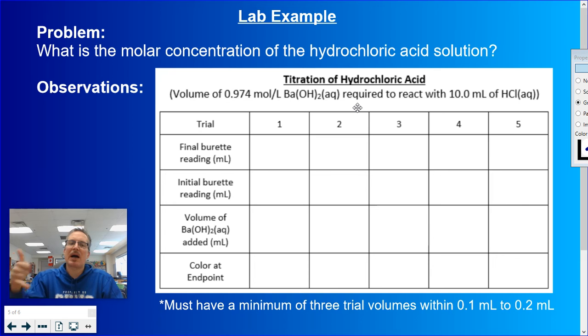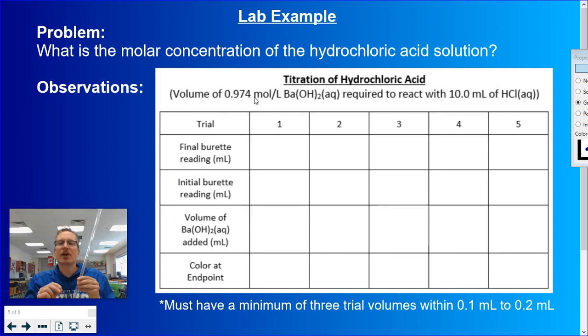We know we're going to pipette 10 milliliters of HCl into our Erlenmeyer flask. So HCl is going to be our sample solution. In the burette, we are going to take the funnel and put in 0.974 moles per liter of barium hydroxide. We're going to take an initial reading. We're then going to run the barium hydroxide until we see a 1-drop color change in the hydrochloric acid solution.